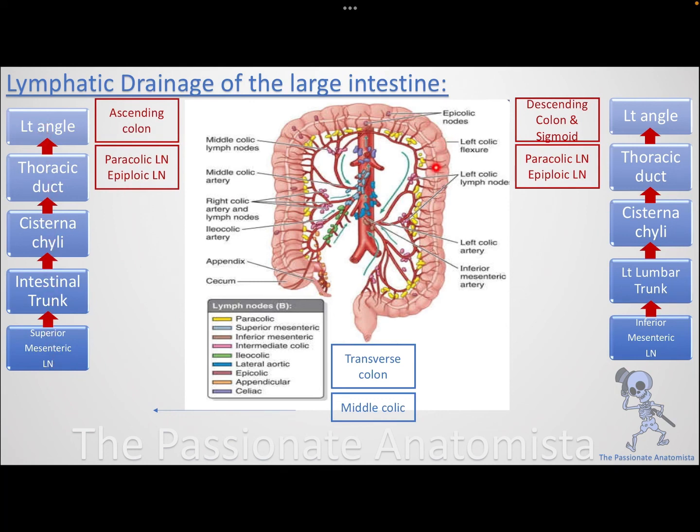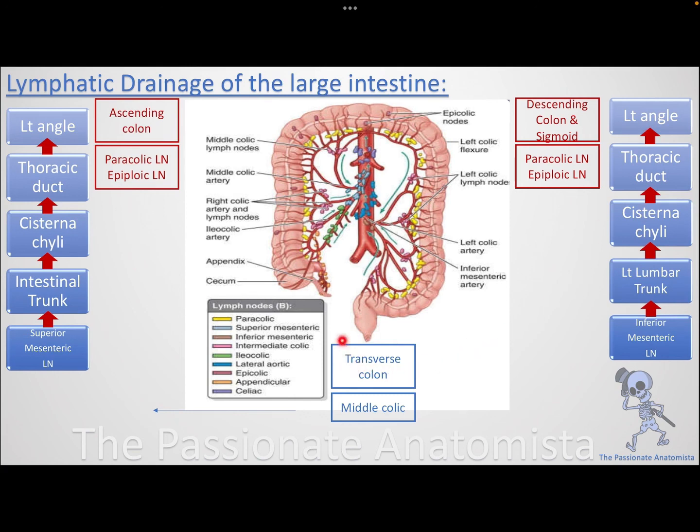However, if I'm in the descending colon or sigmoid, I need to drain into lymph nodes named by the artery that supplies the hindgut, because the descending colon and sigmoid are parts of the hindgut. So inferior mesenteric, and then we are following the same way.